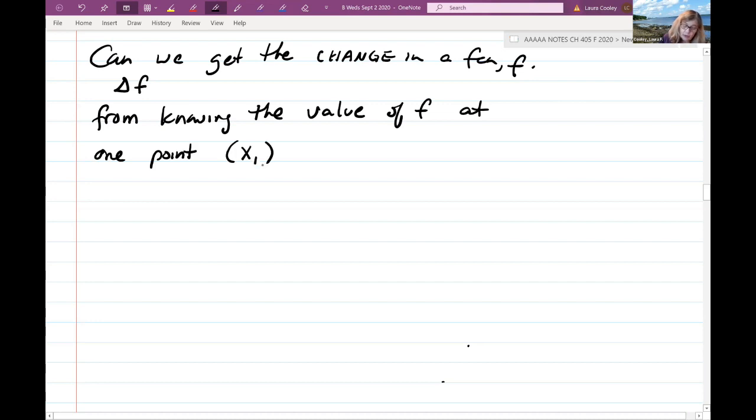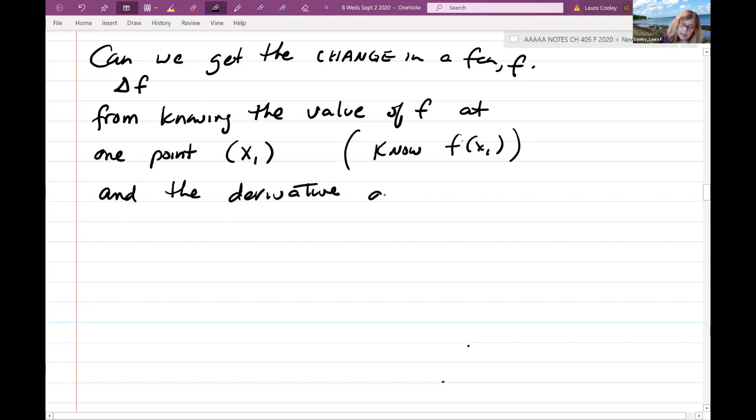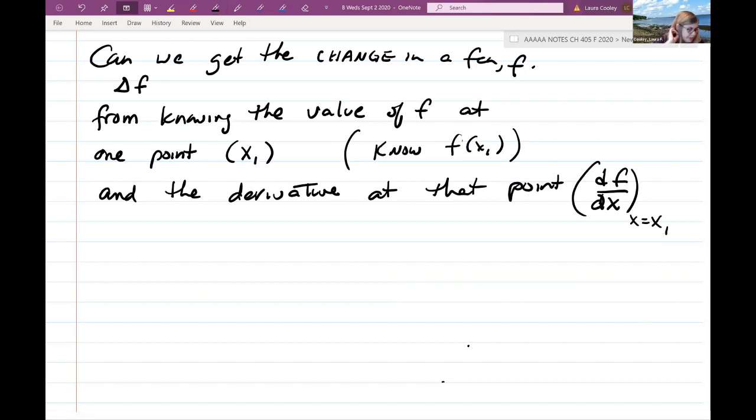Let's call that point x1. So we know f of x1, okay? So if we know f of x1, can we get the change in the function from knowing the value of f at one point and the derivative at that point, which is df dx at x equals x1, okay? So that's more like along the lines of how we would use calculus in PChem, okay?